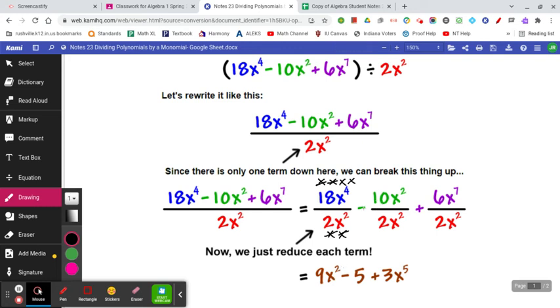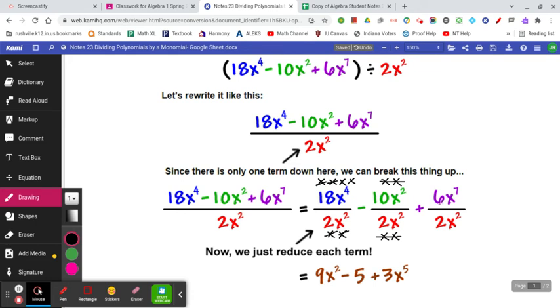Okay, same thing with the next fraction. You can think of this as a negative 10 divided by 2, which is negative 5, and then x squared, which is x times x, over x squared, x times x. Both of these x's cancel with both of these x's, so the variable canceled.